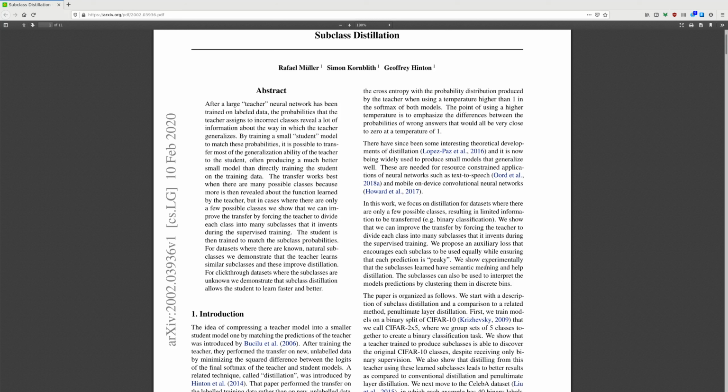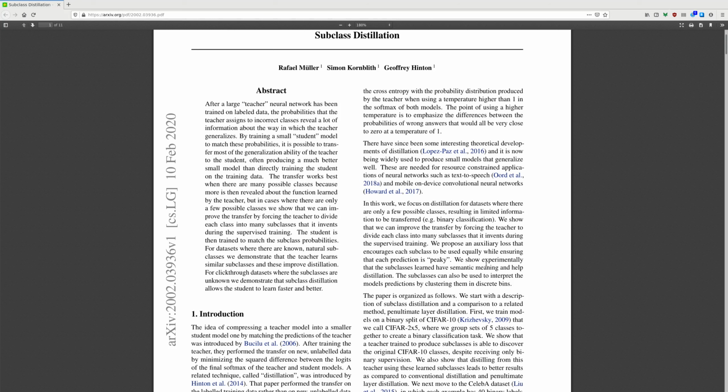The point of using a higher temperature is to emphasize the differences between the probabilities of wrong answers that would all be very close to 0 at temperature 1. There has since been some interesting theoretical development of distillation, Lopez et al. 2016, and it is now being widely used to produce small models that generalize well.